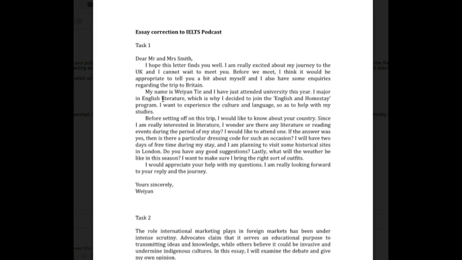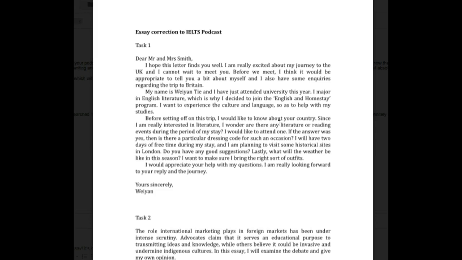Okay. Before setting off on this trip, I would like to know about your country. Since I am really interested in literature, I wonder if there are, okay? There's a particular structure that we use with I wonder. So it should be I wonder if, and then it should be sentence form, if there are. And then you don't need a full stop, you don't need a question mark. So it should say, I wonder if there are any literature or reading events during the period of my stay. I would like to attend one.